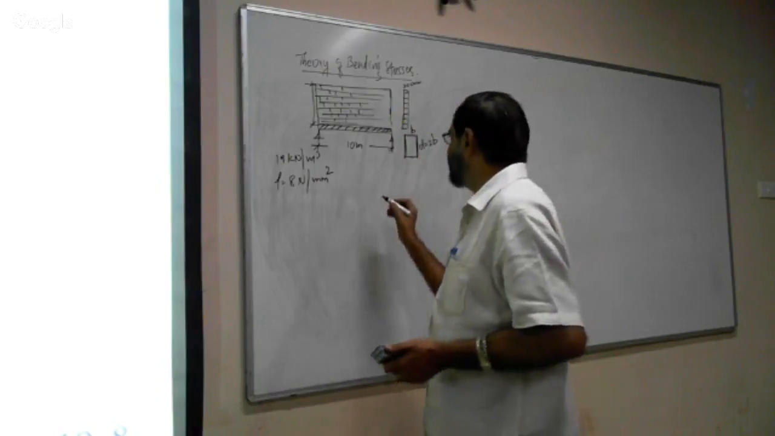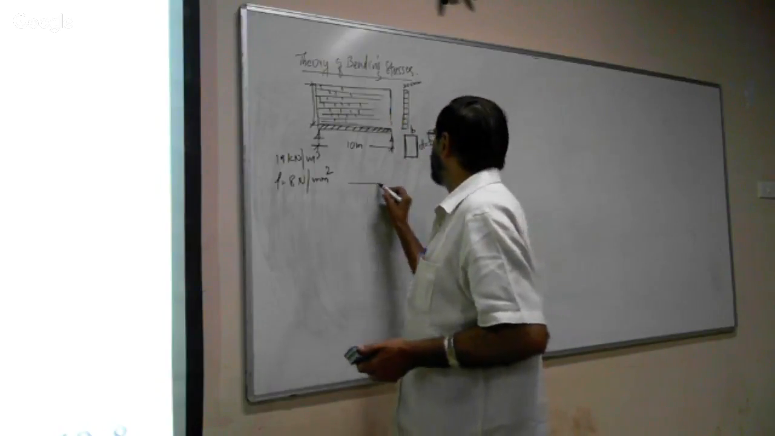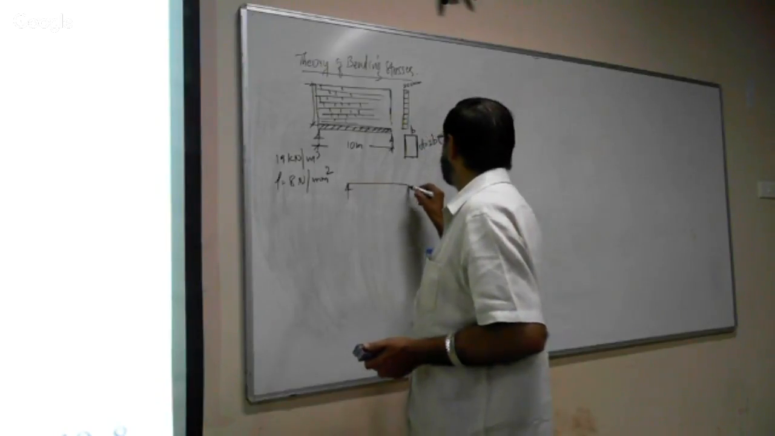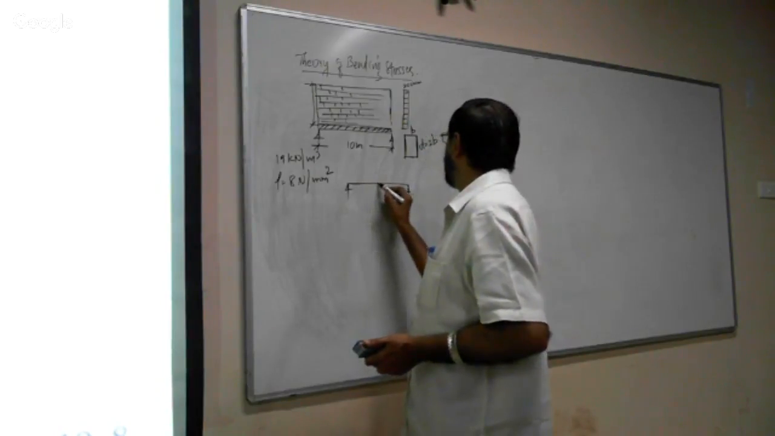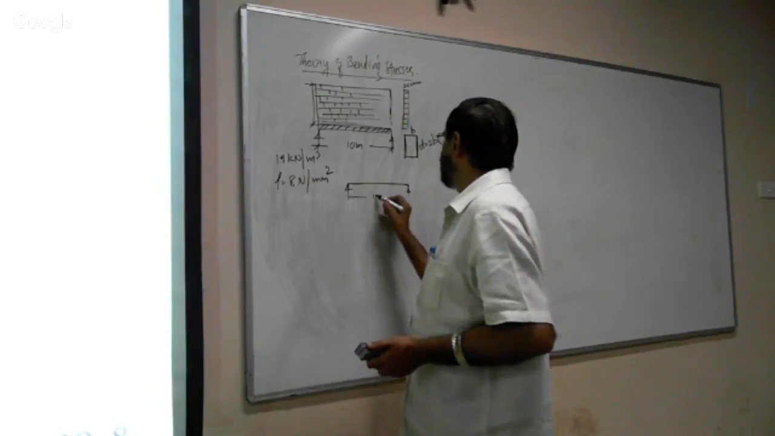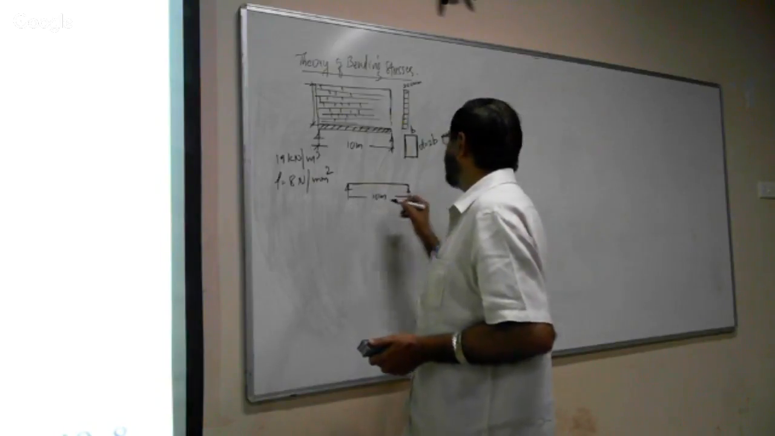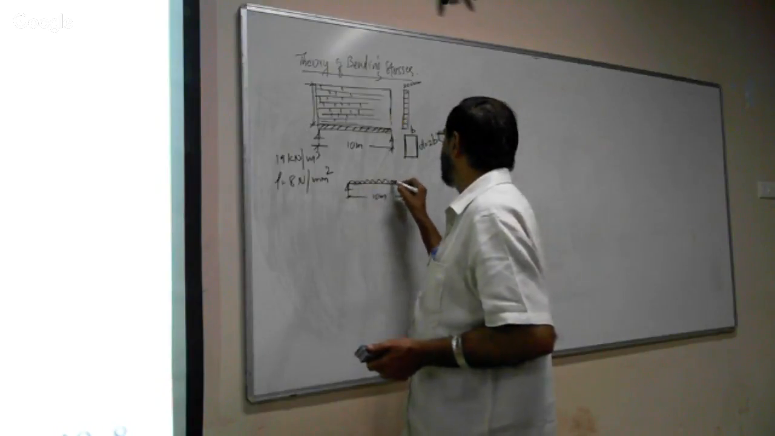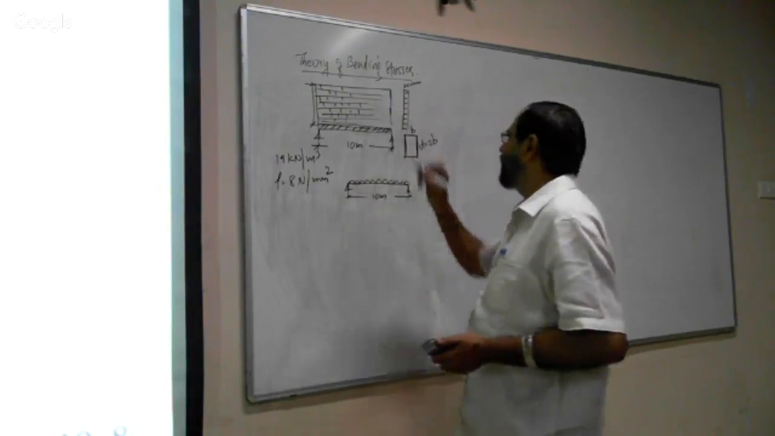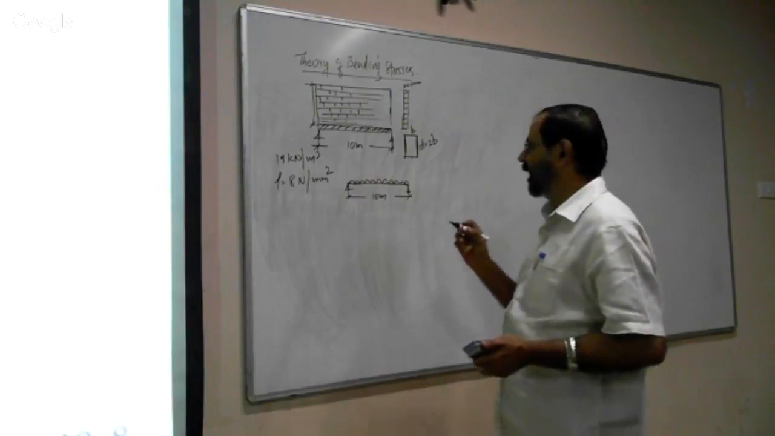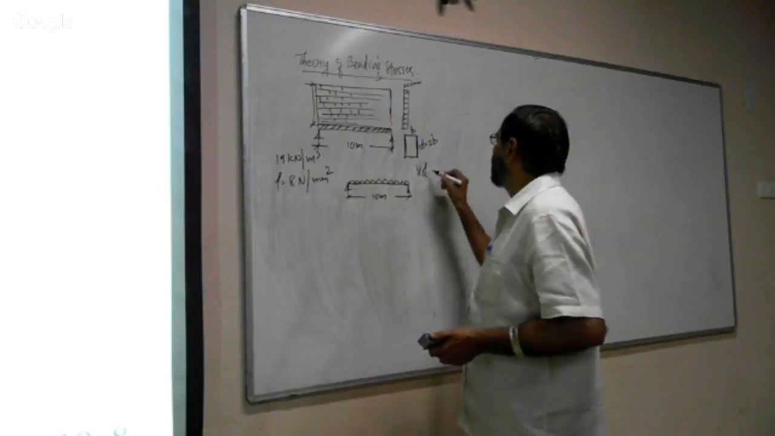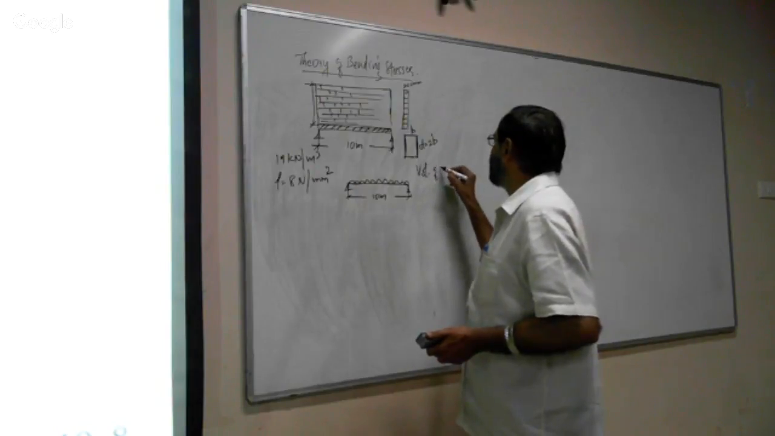So how do we calculate this? First, let us convert the brick wall into a UDL. Once we convert this, our problem is solved, isn't it? Now this is 10 meter, and what is the load? The load on the beam is a UDL. To find the UDL of the beam, first let us calculate the volume of brickwork.